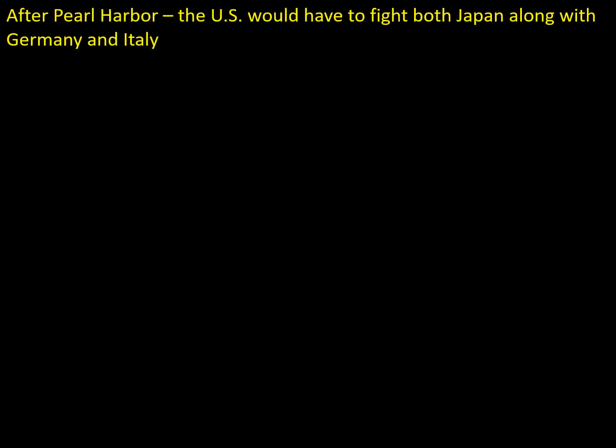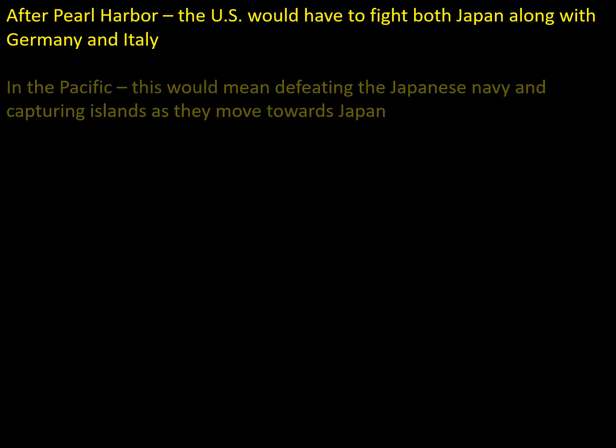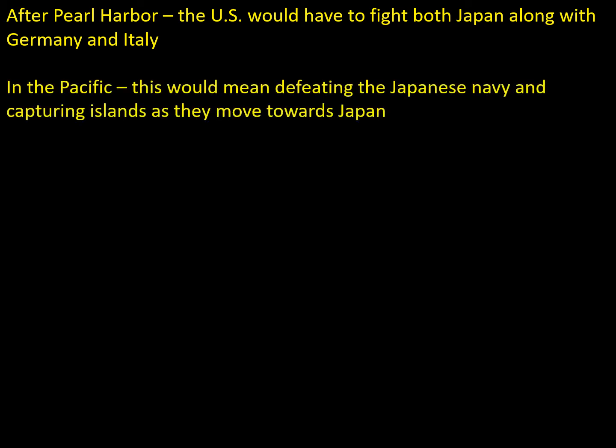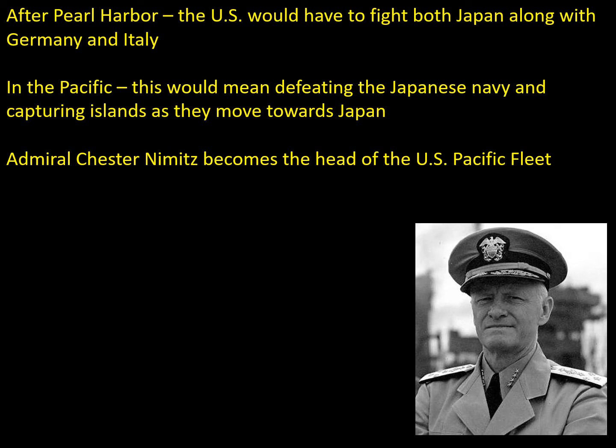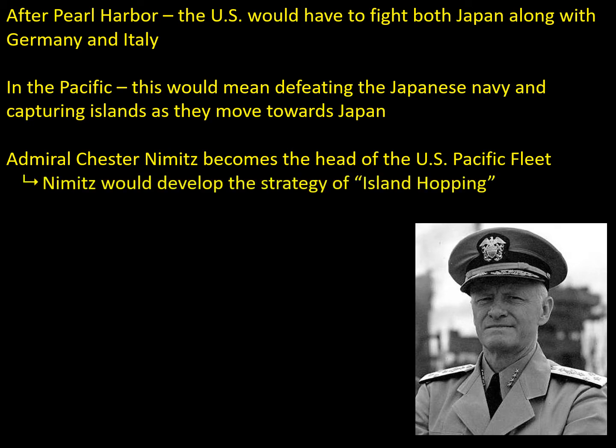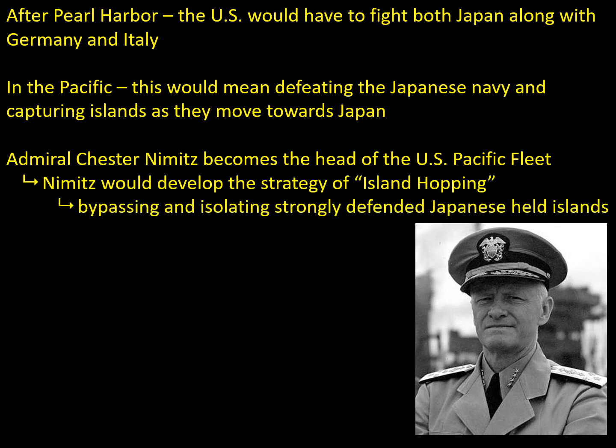Now, after Pearl Harbor, the U.S. would have to fight both Japan along with Germany and Italy. In the Pacific, this would mean defeating the Japanese Navy and capturing islands as they moved towards Japan. Admiral Chester Nimitz becomes the head of the U.S. fleet. Nimitz would develop the strategy of island hopping.